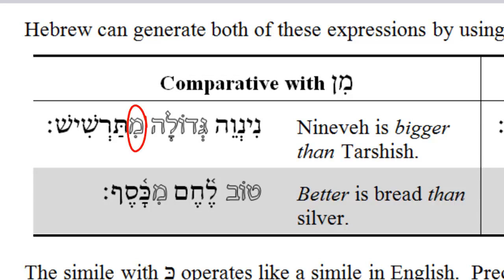The preposition min will routinely follow this portion of the structure, and it immediately precedes the item which is being compared. Thus Nineveh is being compared with Tarshish. Min immediately precedes Tarshish, attaching to it, mi Tarshish. In the second example, Kesef is being compared to Lechem. Kesef is the second item. Min attaches directly to the second item, mi Kesef.